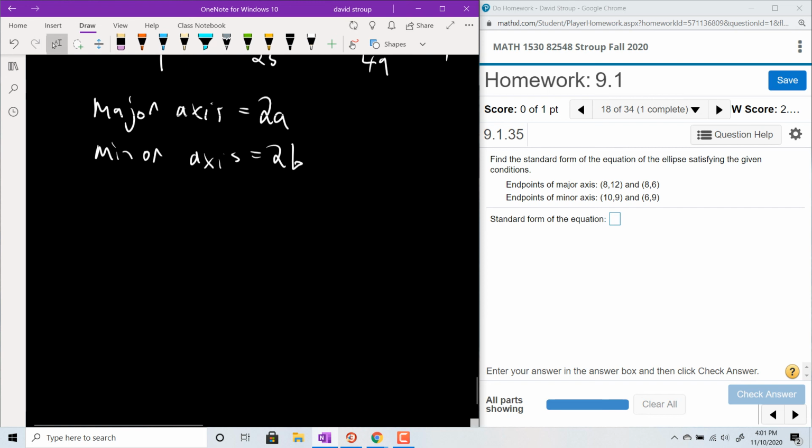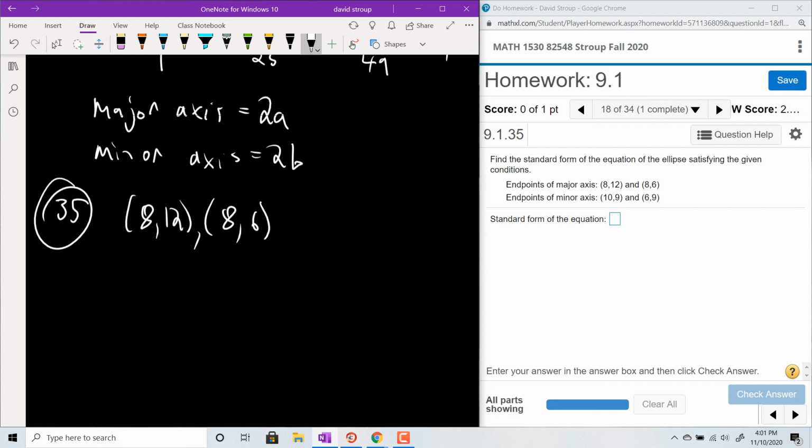Okay, let's look at another one, number 35. Find the standard form of the equation of the ellipse given the conditions. The endpoints of the major axis will be at 8, 12, and then 8, 6. So this is the major. And then the endpoints of the minor axis are at 10, 9, and then 6, 9.